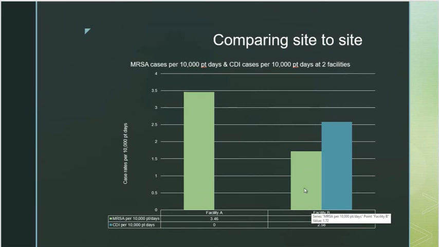But the CDI rate was higher. It was at 2.58 at facility B. The blue bar is facility B's CDI rate. And you can notice immediately, because graphs are great that way, that facility A had no CDI, but facility B did. That's why comparing by rates works really well, because now you can compare a big facility, which was facility B, to a smaller facility, which was facility A, because you've converted the case counts into rates.